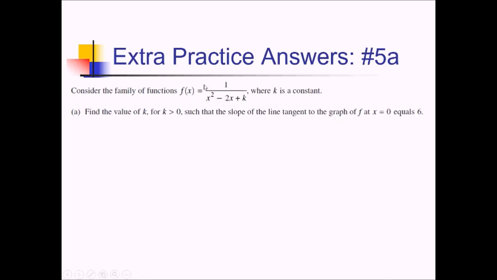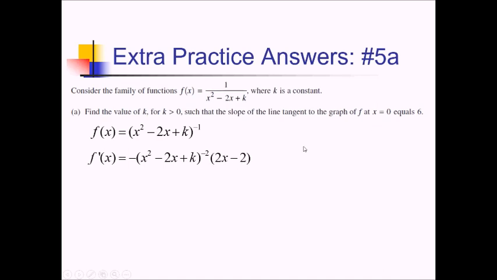But before I do that, I'm going to rewrite this just so I don't have to use the quotient rule. I'm going to write this as x squared minus 2x plus k, all raised to the -1 power. And now if I take my derivative of this, this is going to be a chain rule. I'm going to have negative all of this stuff to the -2 times the derivative of x squared minus 2x plus k. So that's going to be parentheses 2x minus 2.